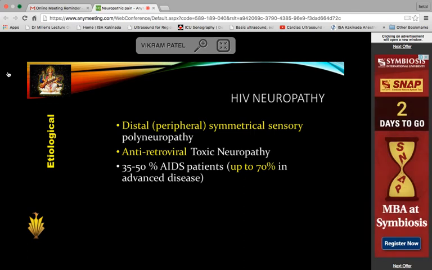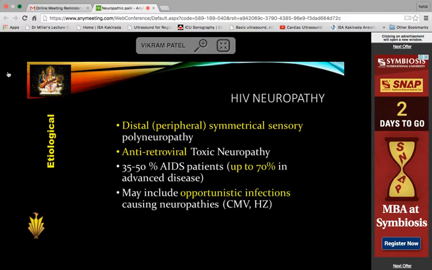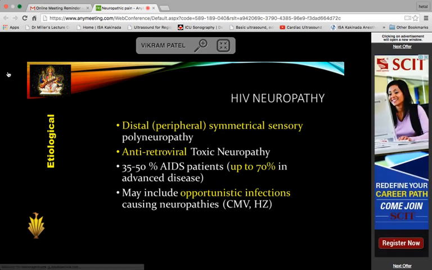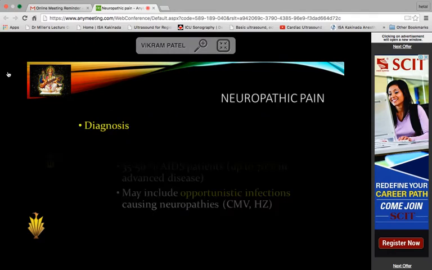So if there is infection, due to lung infection for example, those are the ones with advanced AIDS, and they have about 70% of HIV neuropathy, which has to be treated. And the infections themselves, like CMV or herpes zoster, may also cause the neuropathy in this patient.